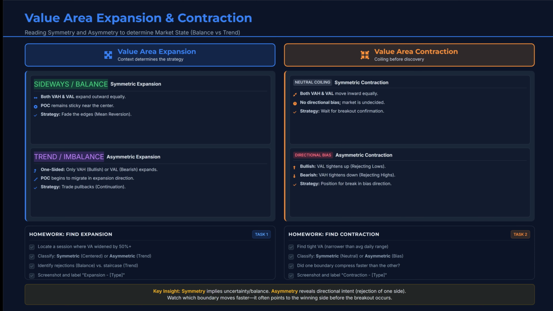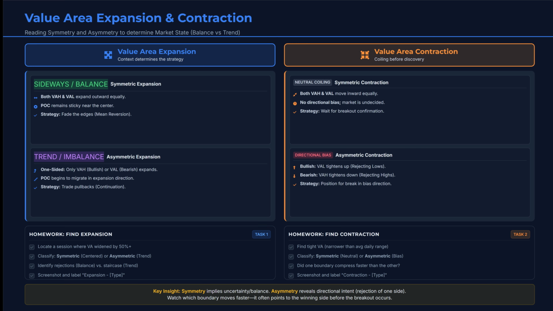Symmetric expansion, fade the edges in balance. Asymmetric expansion, trade pullbacks in trend. Symmetric contraction, wait for breakout confirmation. Asymmetric contraction, position for breakout in the direction of bias.